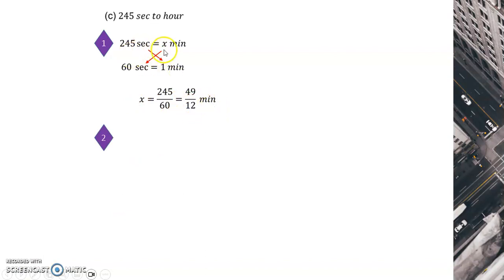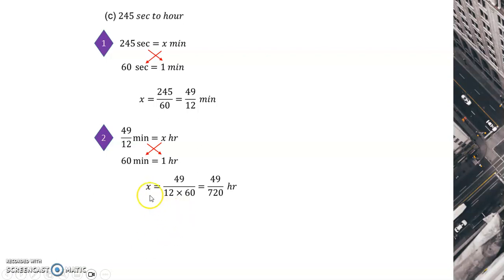Okay, again, the same thing, the cross product. Okay, you're not done yet. Why? Because from minutes, you have to change it to hours. So 49/12 minutes is equivalent to x hour, which you don't know. All of us know that 60 minutes is equivalent to 1 hour. Okay, so this is common sense. All right, so cross product. So what you're going to get is that x is equivalent to 49/720 hours. Okay, simple.